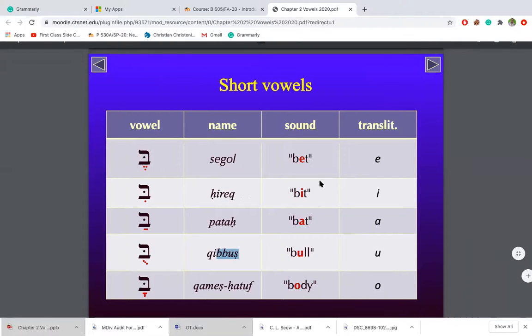Then let's go to the next class of vowels. So we'll look at the long vowels. So moving on to long vowels. Yeah. Very good.